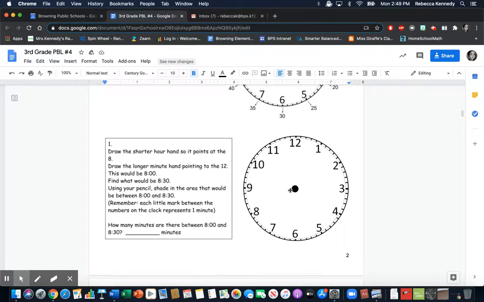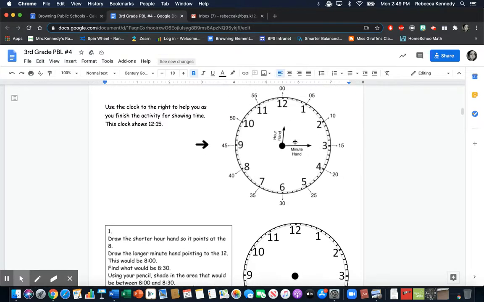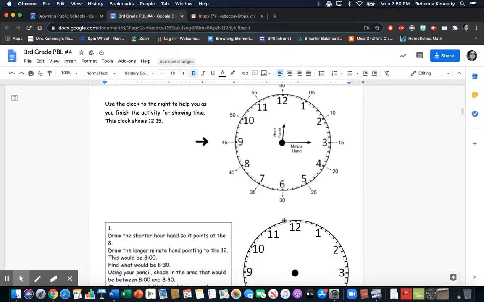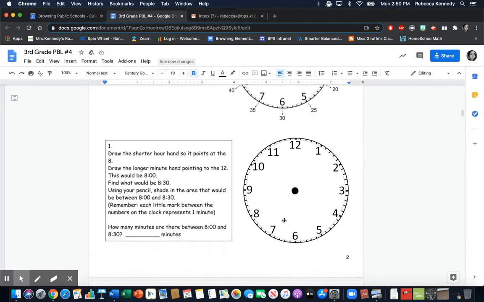So you will take your pencil and you will draw the shorter hour hand so it points at the 8. You will draw the longer minute hand so it points to the 12. This shows 8 o'clock. Find what would be 8:30. So you would look at your clock, if you need to look back at this one, and you would see what would be 8:30. So we know this is 5, 10, 15, 20, 25, 30. So 8:30 would be right here.